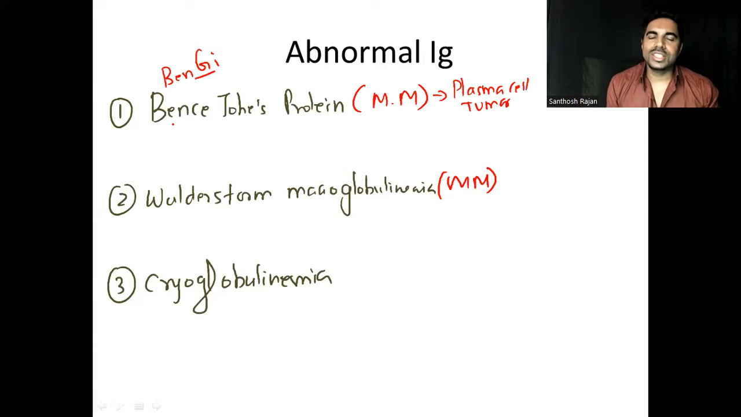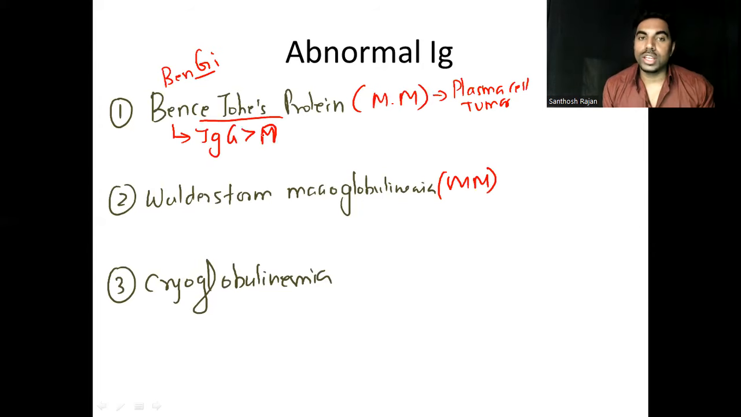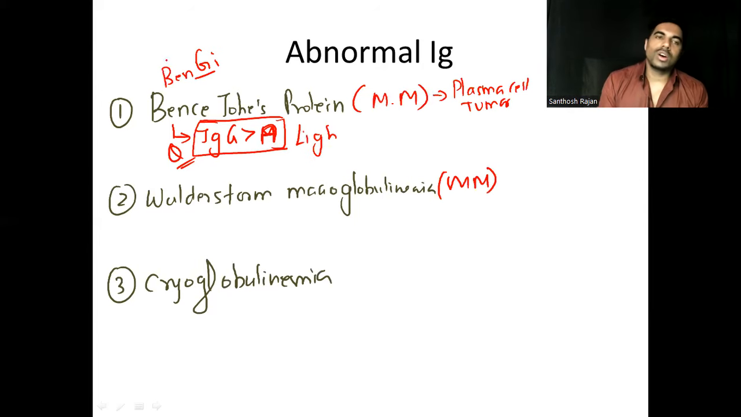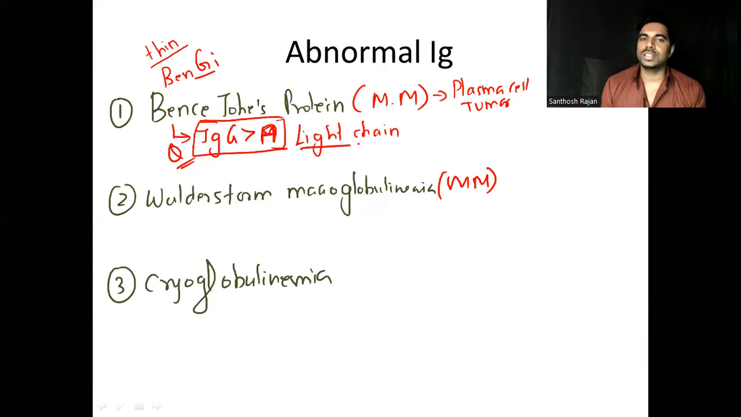Why? Because which is the immunoglobulin in Bence Jones protein? Which immunoglobulin is excreted in the urine? It is basically IgG more than A, not M. M will not come. If you talk specially about Bence Jones, it is IgG more than A. So this is the protein, Benji, and it is light chain, not heavy chain. Like I call him thin Benji. Benji becomes thin because of multiple myeloma. Light chain is excreted in the urine. That is the Bence Jones protein.